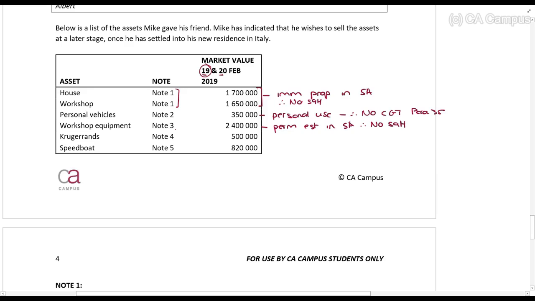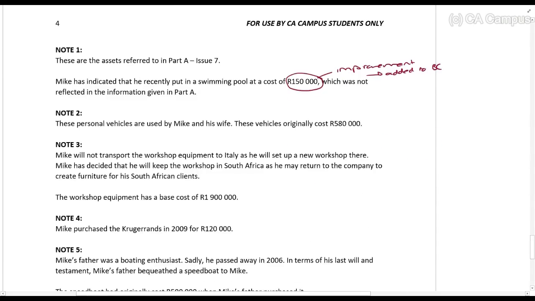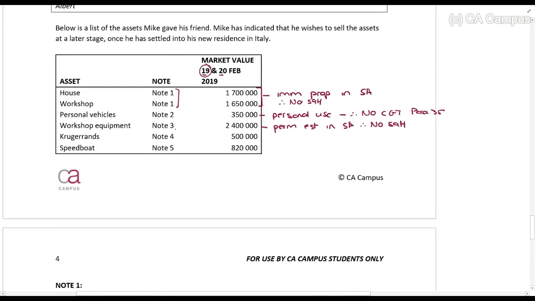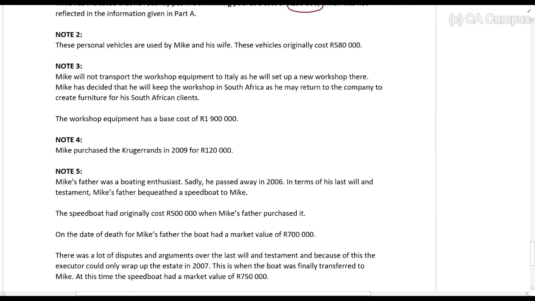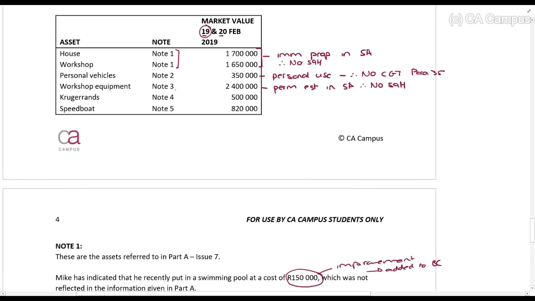There is maybe a question whether or not that will be a deemed disposal, or disposal in terms of paragraph 11, which is the actual disposal section, if he's completely never ever going to reuse it again. But that is why they tell you he may return to the company to create furniture, right, to the workshop. So Kruger Rands, note number 4. Kruger Rands were purchased in 2009 for 120,000. This is the base cost, and this will be a deemed disposal.